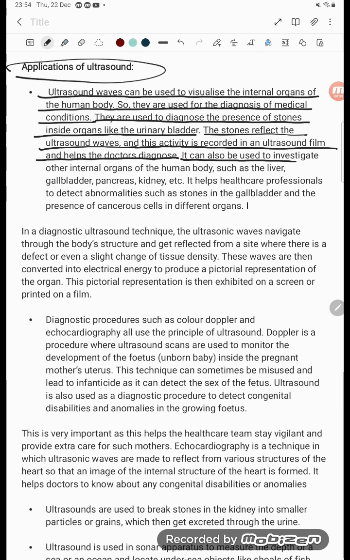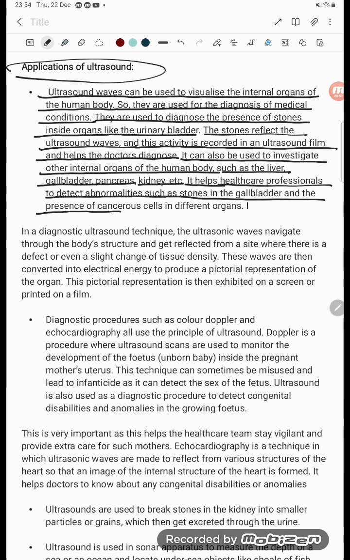It can also be used to investigate other internal organs of the human body such as the liver, gallbladder, pancreas, kidney, etc. It helps healthcare professionals to detect abnormalities such as a stone in the gallbladder and the presence of cancerous cells in different organs.